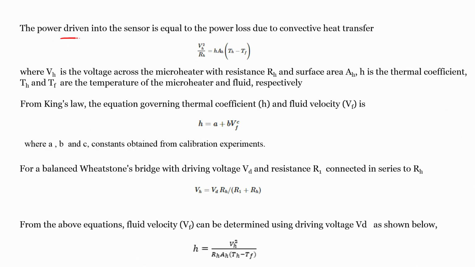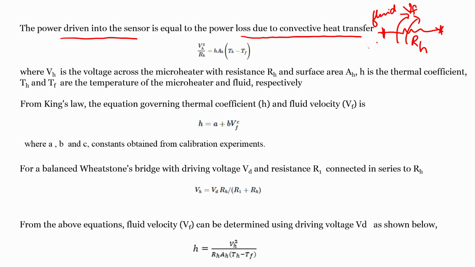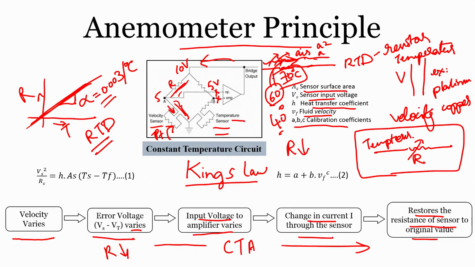Now the power that is driven into the sensor is equal to the power lost due to convective heat transfer. Now there is convection, the fluid flow here, the fluid is flowing at a velocity v, say Vf is the fluid velocity, and this is your sensor which is having a cross section area and resistance RH, and the voltage across this, say Vh is the voltage across the heater, and H is the heat transfer coefficient, A is the cross section area of the sensor which is here.